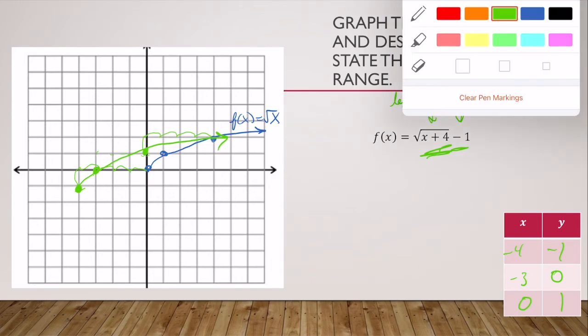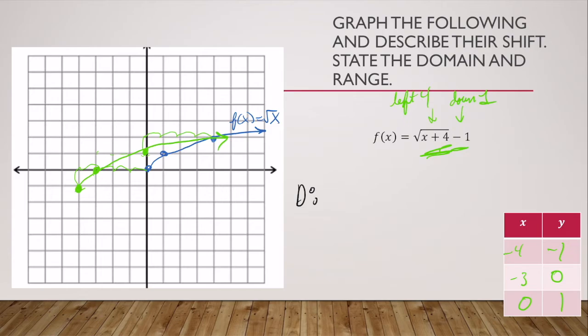My domain, which is all x values it can take on, goes from negative 4 all the way to positive infinity. And my range, which before went from 0 to infinity, now goes from negative 1 included, because this is when y is negative 1, all the way to positive infinity.